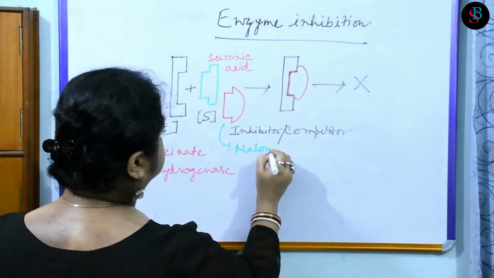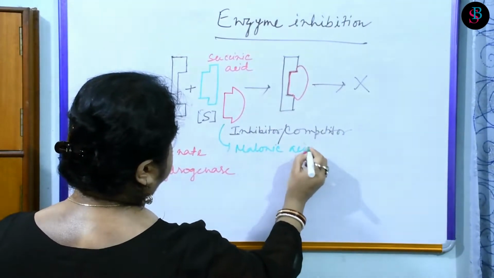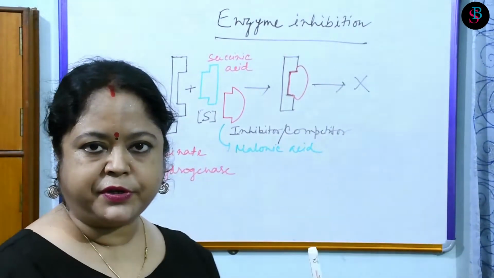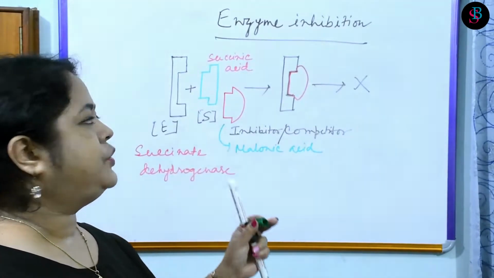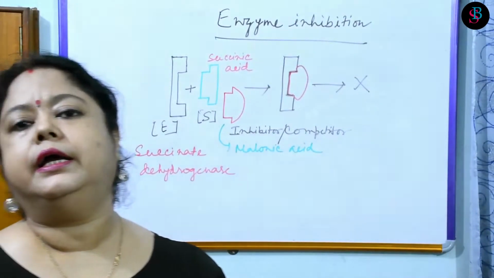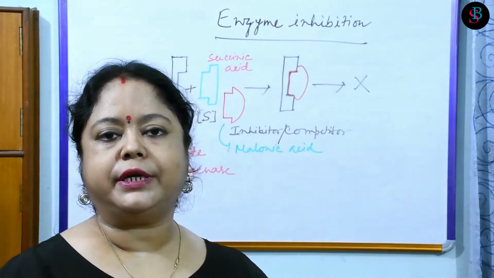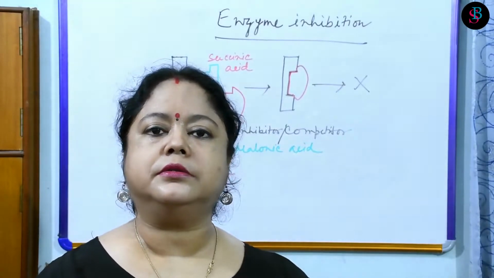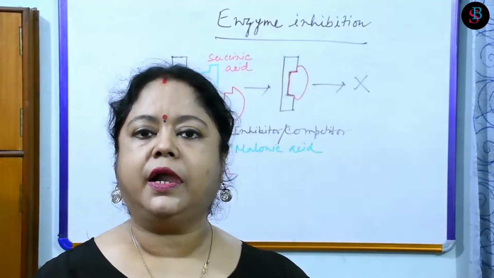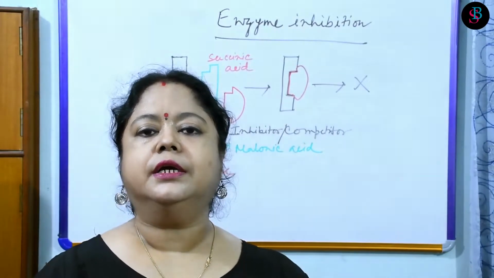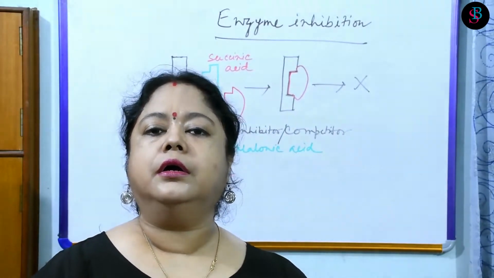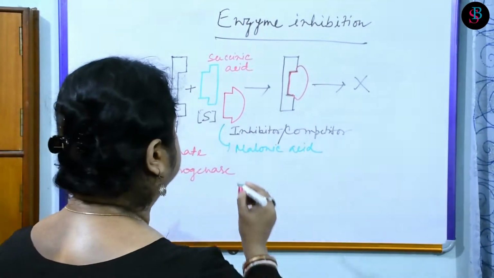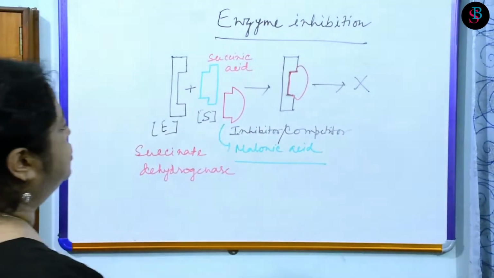Malonic acid. So succinate dehydrogenase is a substrate-specific enzyme which can act only on succinic acid. After combining with malonic acid, the enzyme will realize that it's not the proper substrate, but by that time there is no way to leave that competitor or inhibitor. So naturally the enzyme action will come to a halt.